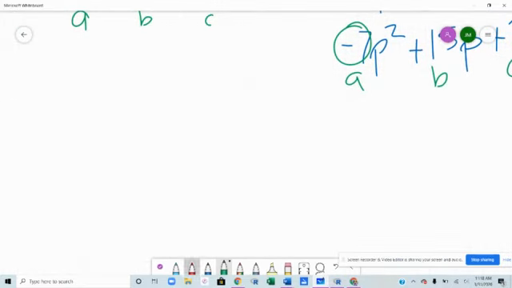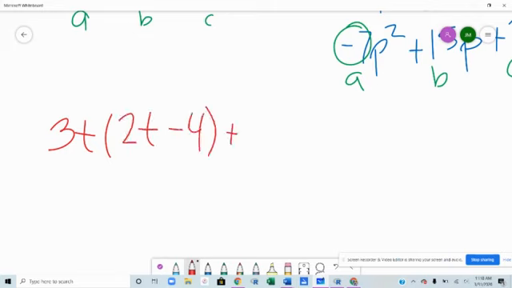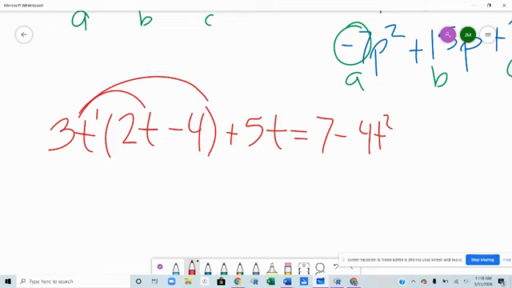Let's do one more together. Okay, this is a little bit more complicated. You probably won't have ones this complicated, but I want to show you this example. So in this one, because you have these parentheses, you should start with your distributing. And remember, there's a 1 here and a 1 here.